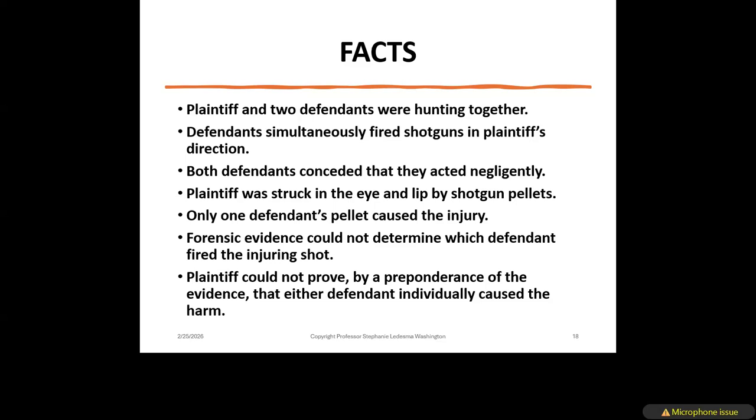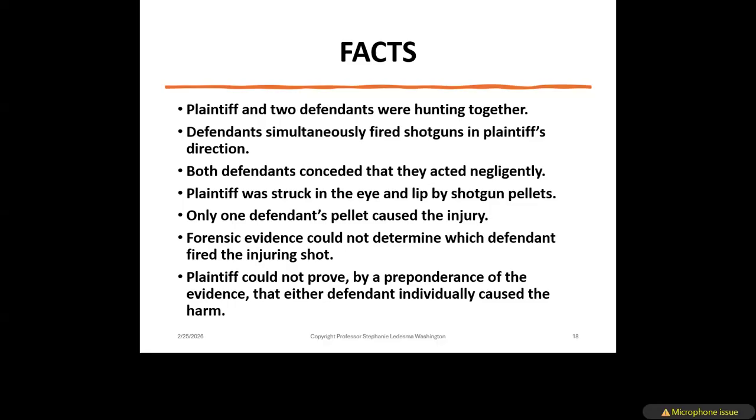The plaintiff could not prove by a preponderance of the evidence that either defendant individually caused the harm. But what do we know? We know that the injury is real. We know that the negligence is undisputed.